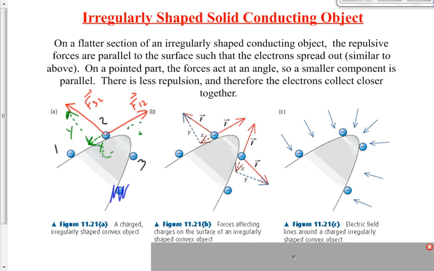These electrons are now on the outer surface, but not evenly distributed. They're closer together at the tip. The result is that we get a higher concentration of electrons at the tip of something than we do along the smooth surface. You walk across the carpet and you go to shock somebody.